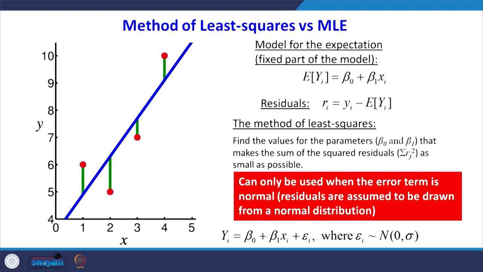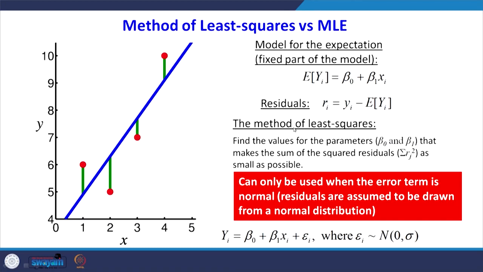So, the model for the expectation, the fixed part of the model: the expected value of y is beta 0 plus beta 1 x. The residual is the actual minus the predicted value, yi minus the expected value. In the method of least squares, we find the values of the parameters beta 0 and beta 1 that make the sum of the squared residuals as small as possible.